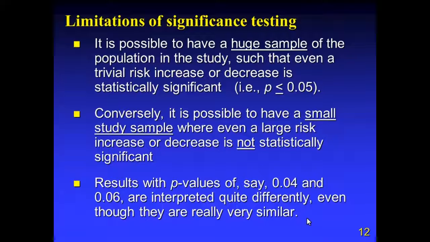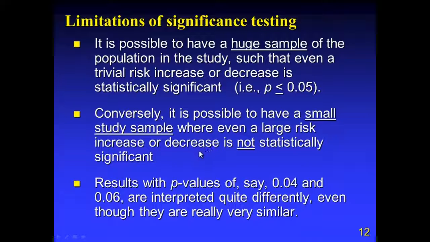On the other hand, if you have a small study sample, you may not even be able to detect quite a large risk increase or a risk decrease for that matter, because it won't be designated as statistically significant. So that's a problem, because the p-value actually gives you no indication of the sample size, and so very often, unfortunately, people focus on whether or not something was statistically significant, but it may be irrelevant just because of your sample size.